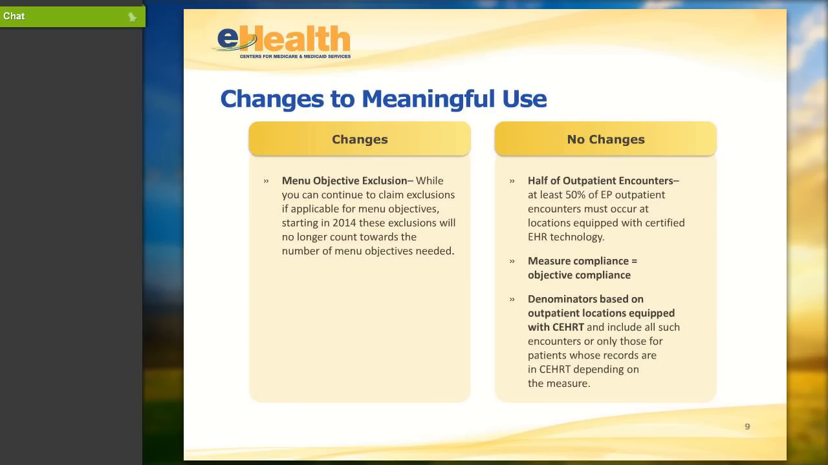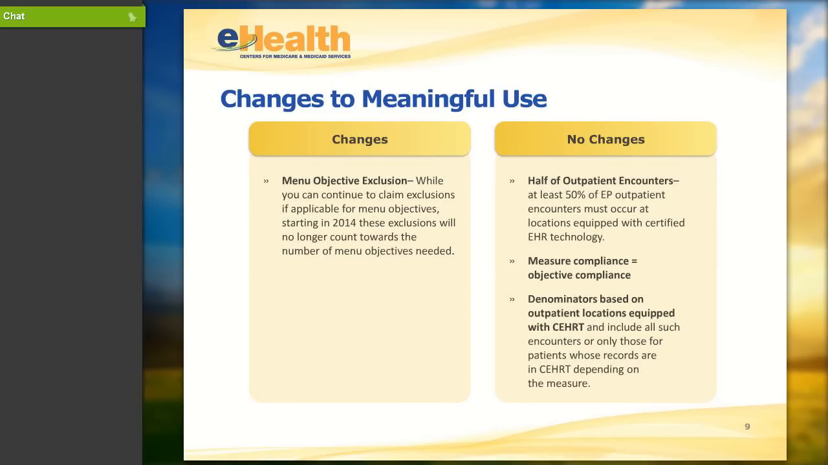There are a lot of things that haven't changed, however, as you move into 2014. You still have to have at least 50% of your patient encounters at a location that's equipped with Certified EHR technology in order to participate. You still meet the measure of each objective, and that's how you meet meaningful use. So, meeting meaningful use is meeting those measure thresholds of 50% or 30% or 80%.